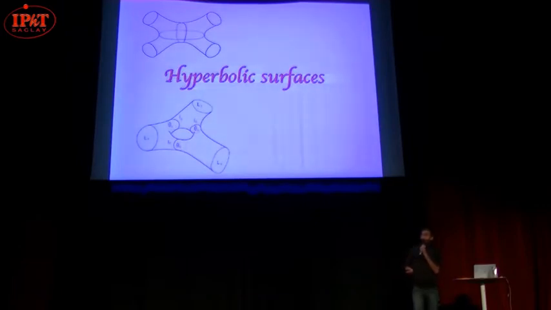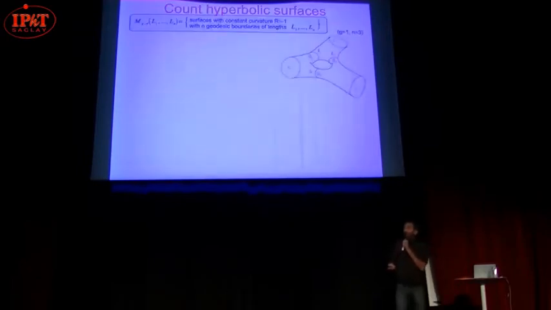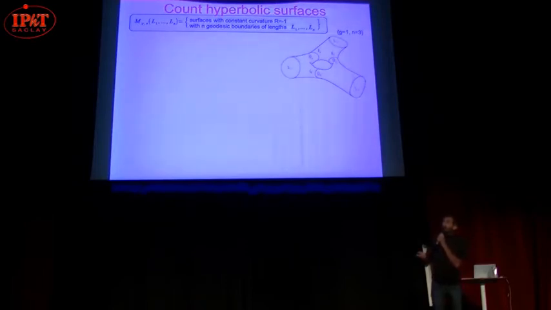So now let's go to another problem, which is to count hyperbolic surfaces. Hyperbolic surfaces are surfaces with a metric of constant curvature minus 1, and let's define MGN of L1, ..., Ln, the set of all hyperbolic surfaces with n boundaries that are geodesic with given lengths. So this is a set of surfaces. And we shall put a measure on it.